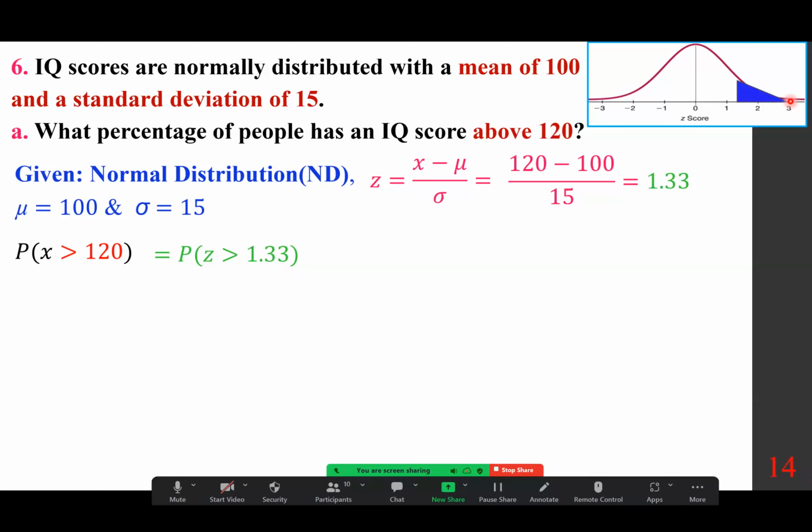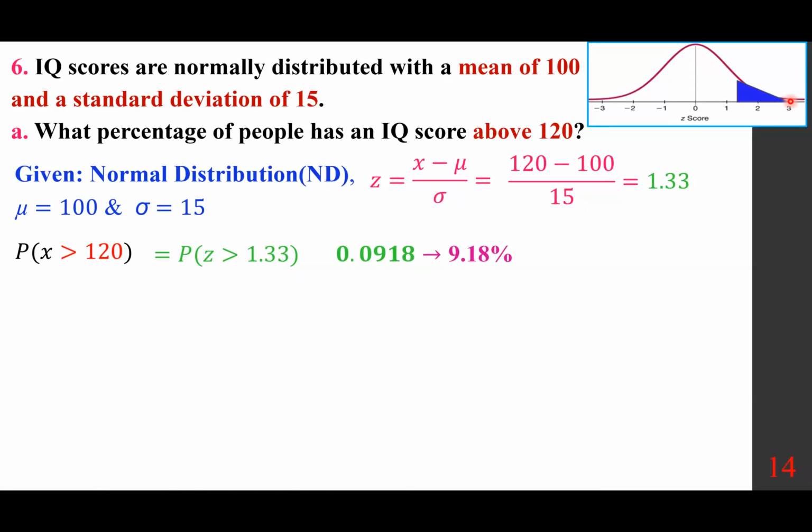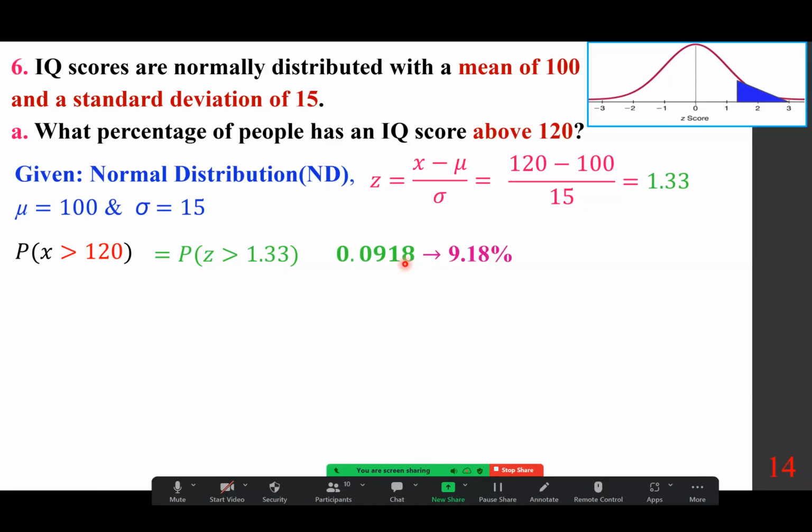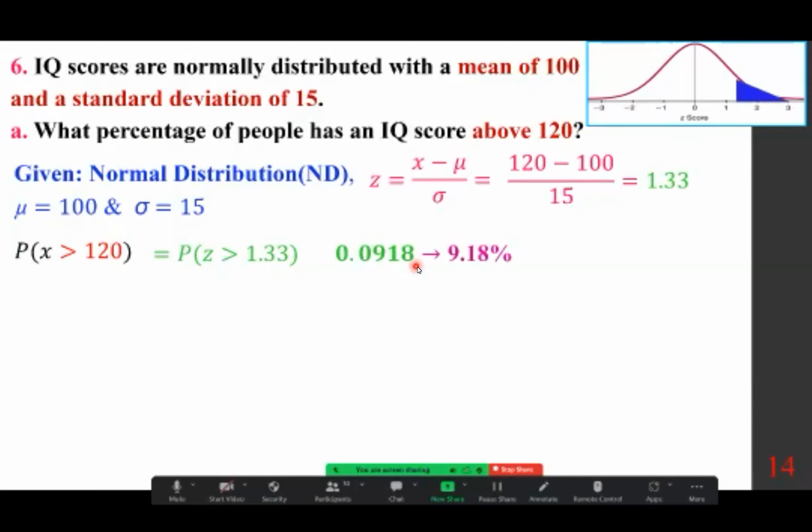So we should recognize that. We use technology or a table. We come up with the answer, and we are going to change it to the format they asked. So 0.0918 is the answer. We change it to 9.18%.